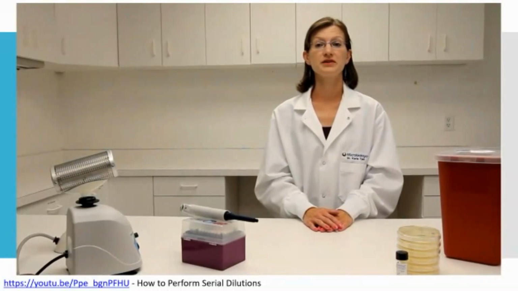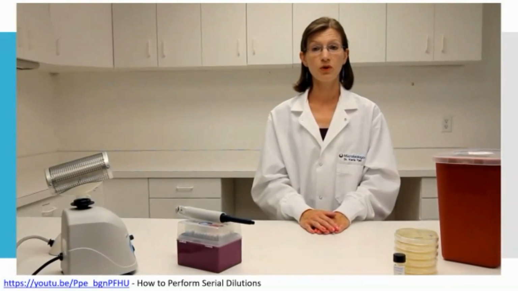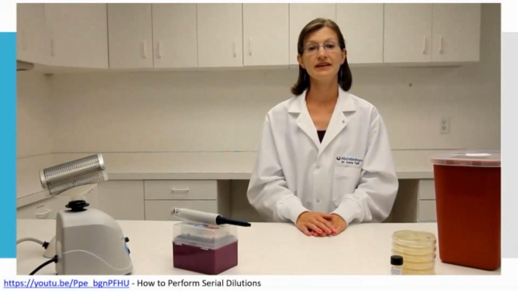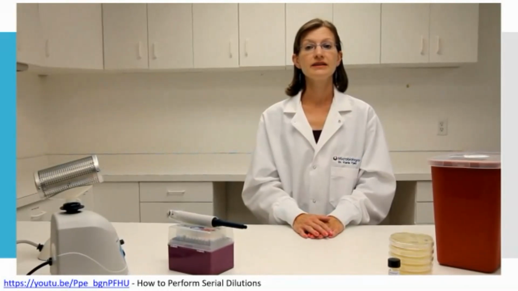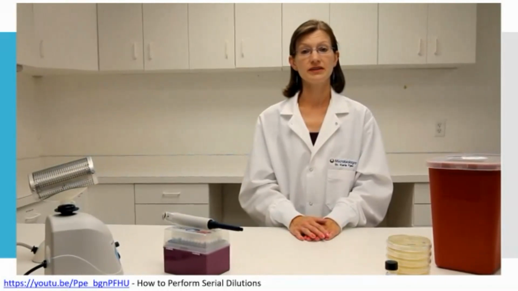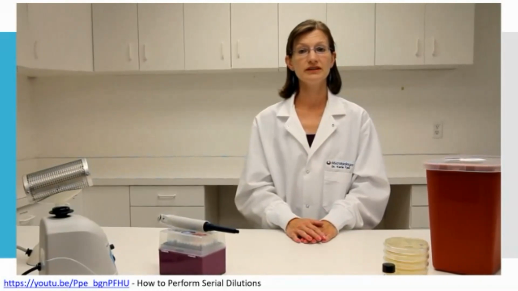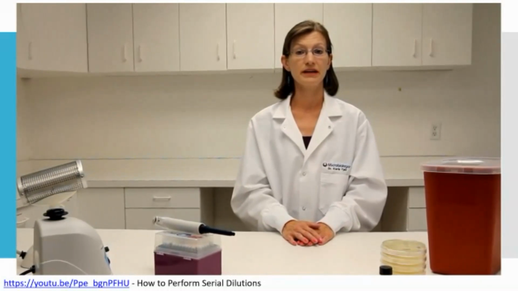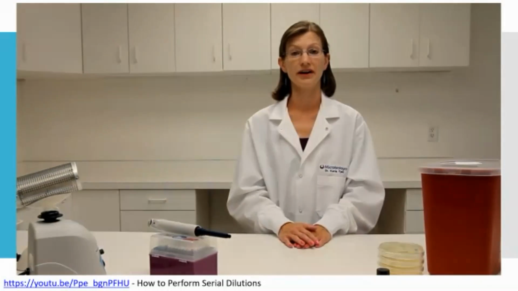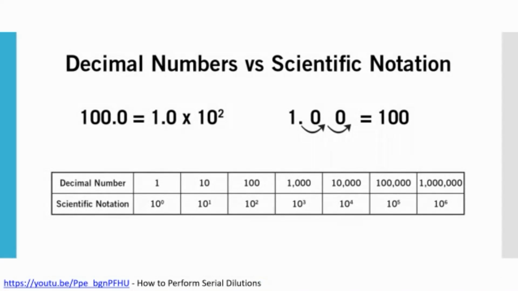Before we can move on to multiple dilutions, it is important to understand decimal numbers and scientific notation. Decimal numbers can be converted to scientific notation by moving the decimal place the same number of places as the exponential number. In this example, if we start with 100 and move the decimal 2 places to the left, the final result will be 1.0 times 10 to the second.